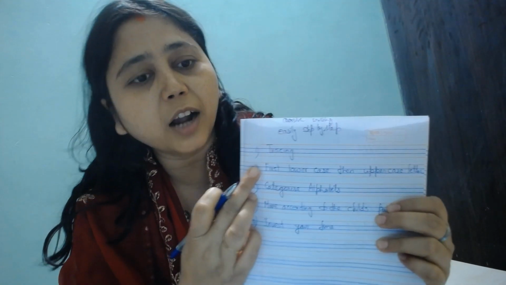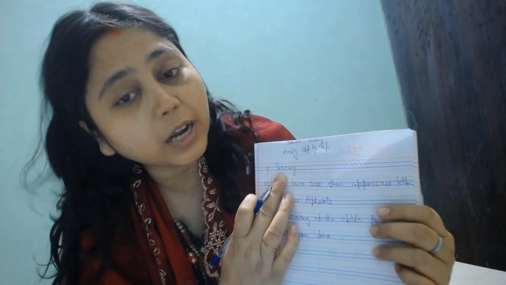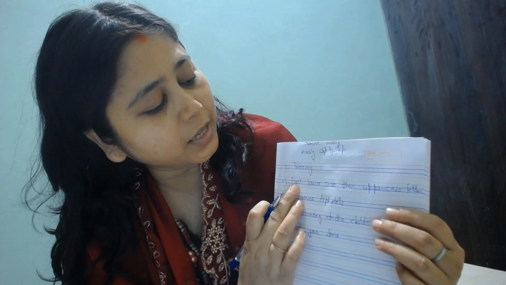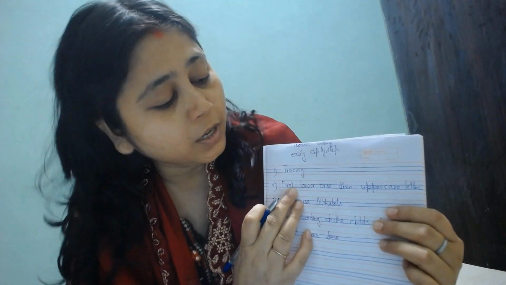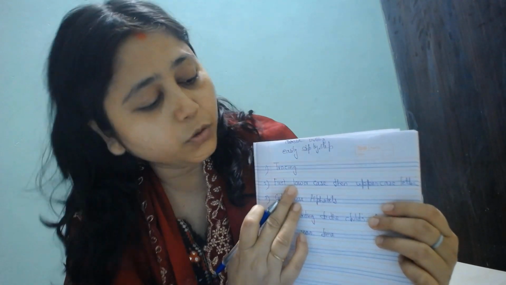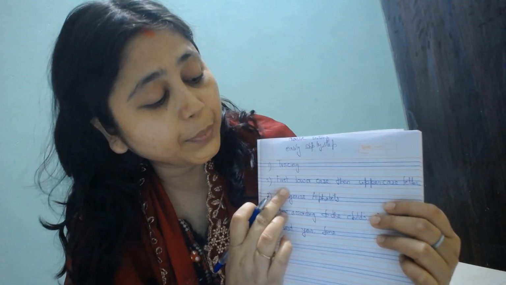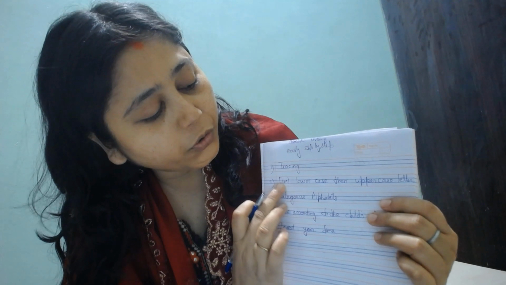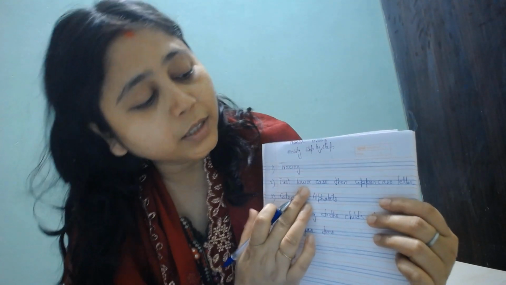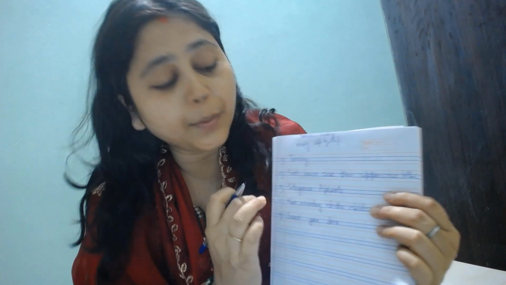The first rule is, bacha, you should start with tracing. Then the second is you should start with small letters. You should not start with the capital letter first. First you should write the small letter, then you should move on to the capital letter.